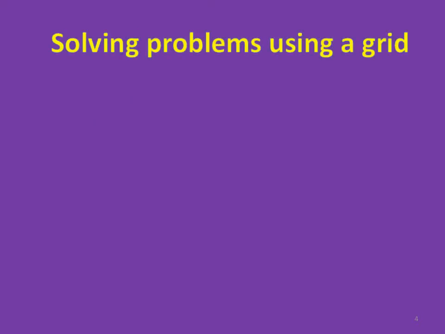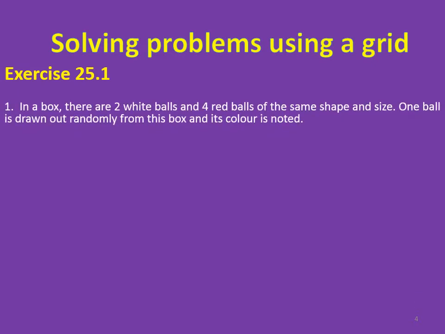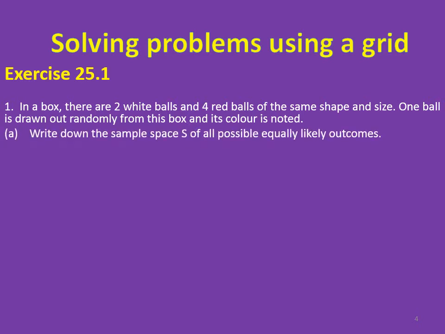Let's see solving problems using a grid. Exercise 25.1. Question number 1. In a box there are 2 white balls and 4 red balls of the same shape and size. One ball is drawn out randomly from this box and its color is noted. Part A. Write down the sample space of all possible equally likely outcomes.